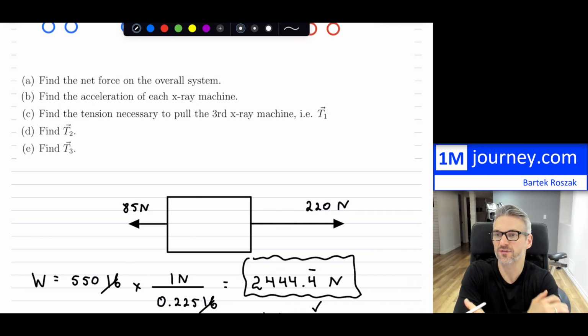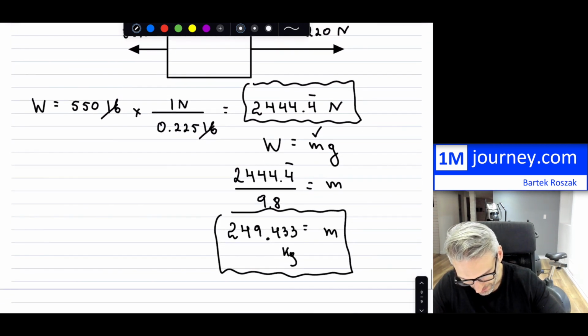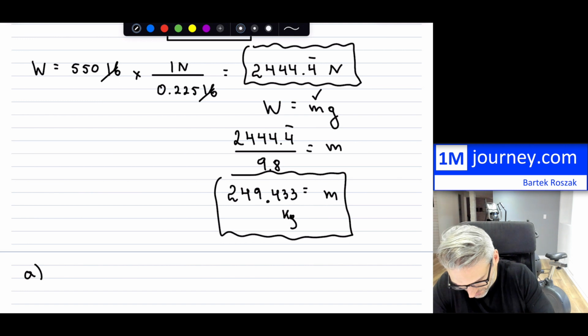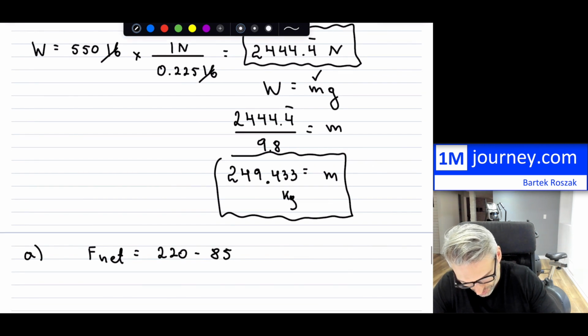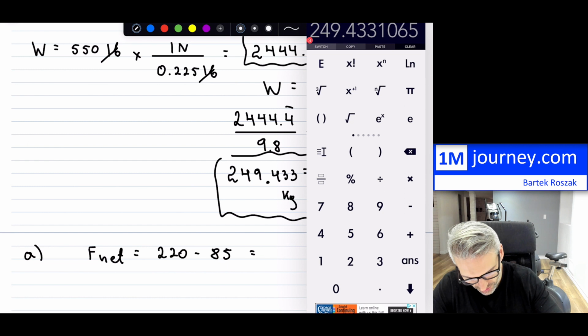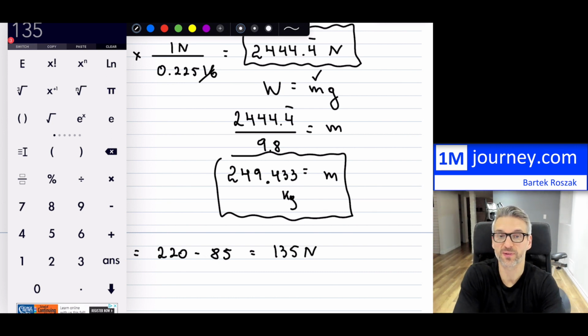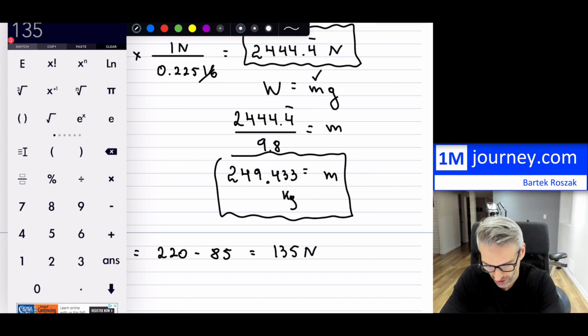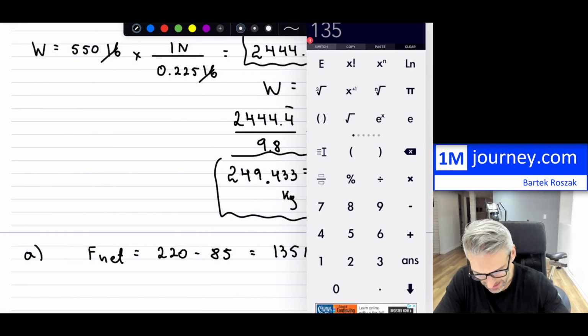Part A says, find the net force on the overall system. This one is very simple. In order to answer part A, the net force is the summation of all the forces. So I have 220 minus 85, going in the forward direction. Then I have 135 newtons, and that is my net force. This is going to be to the right. I'm not rounding anything here at all. I'm just going to keep it as it is. All right, so that is the net force.